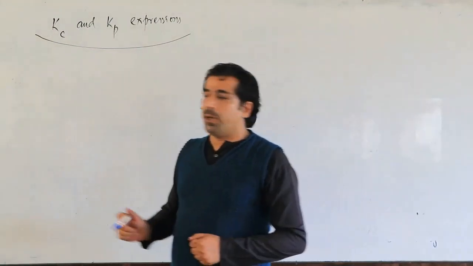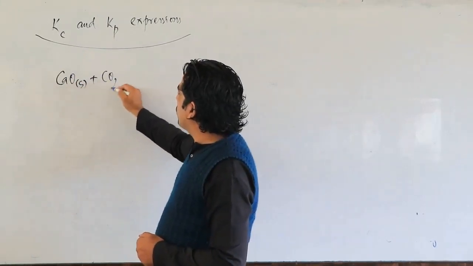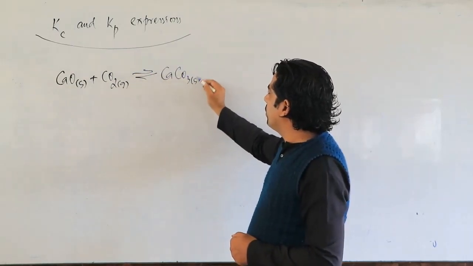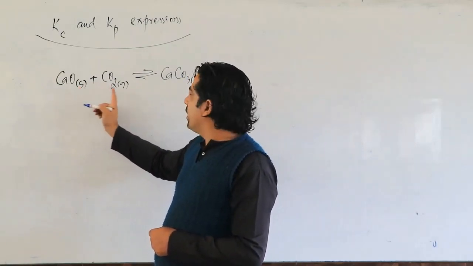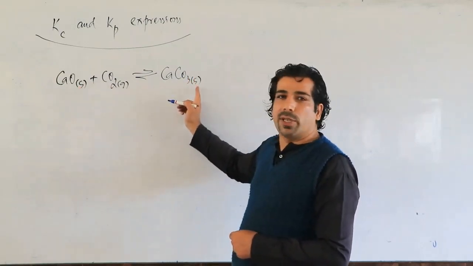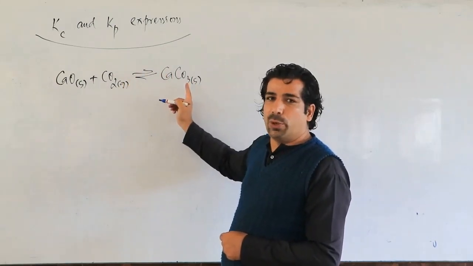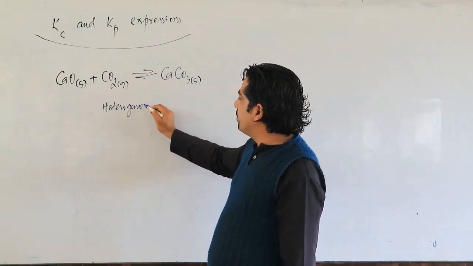Let's take one more equation here. Calcium oxide solid plus carbon dioxide gas interacts and gives me calcium carbonate, which is solid, my dear friends. You know that here the reactants are solid and gas, and the product is solid. Do you think that reactants and products are in the same physical state? No. So this is your heterogeneous chemical equilibrium.